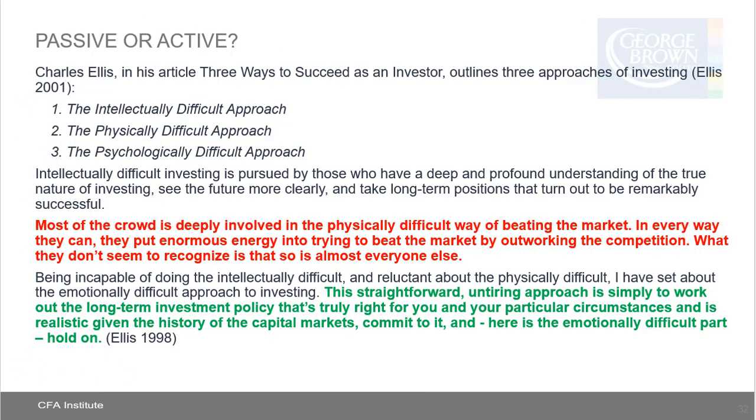Okay, I'm just going to finish this video. This is the last slide with my own nice to know, not need to know, on passive or active. So anyhow, a gentleman named Charles Ellis, in his article, 3 Ways to Succeed as an Investor, outlines 3 approaches of investing. Okay, so this was from an article in 2001. Because there's different philosophies, active or passive, and you have to choose your philosophy. And there's also different approaches. There's different disciplines.